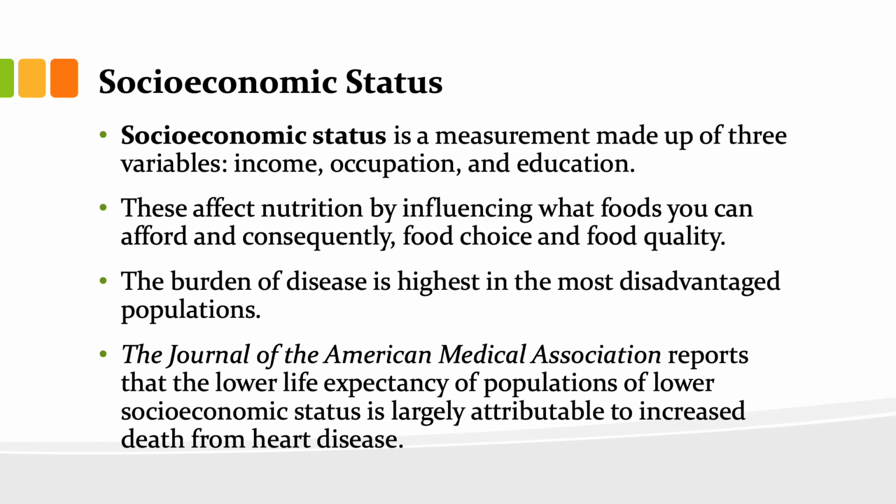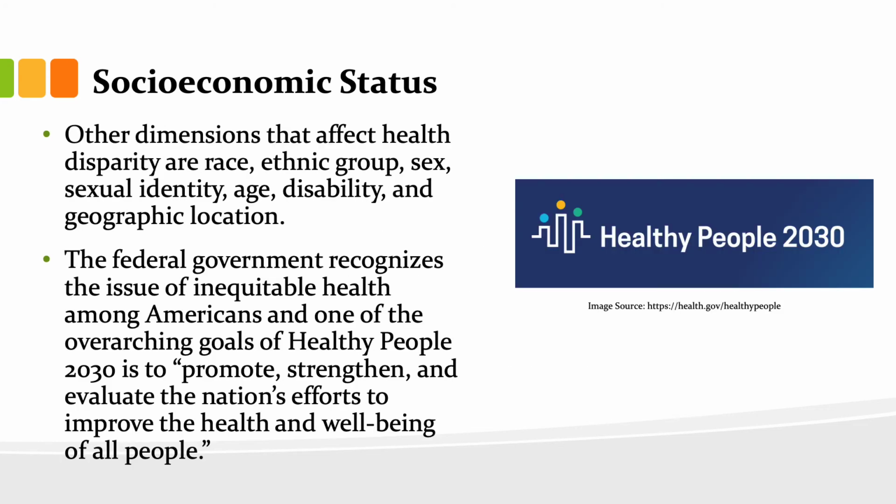Socioeconomic status is a measurement made up of three variables: income, occupation, and education. These affect nutrition by influencing what foods you can afford and consequently food choice and food quality. The burden of disease is highest in the most disadvantaged populations. The Journal of the American Medical Association reports that the lower life expectancy of populations of lower socioeconomic status is largely attributable to increased death from heart disease.